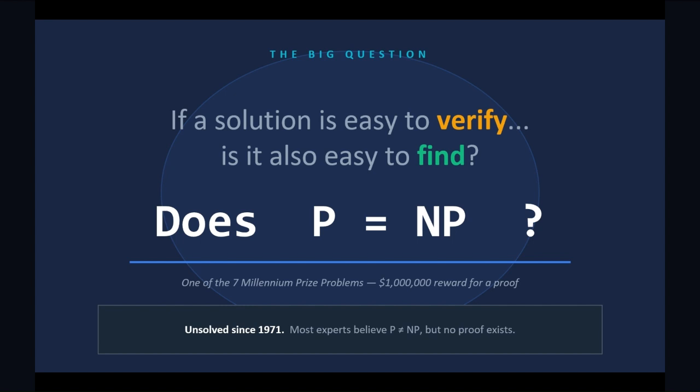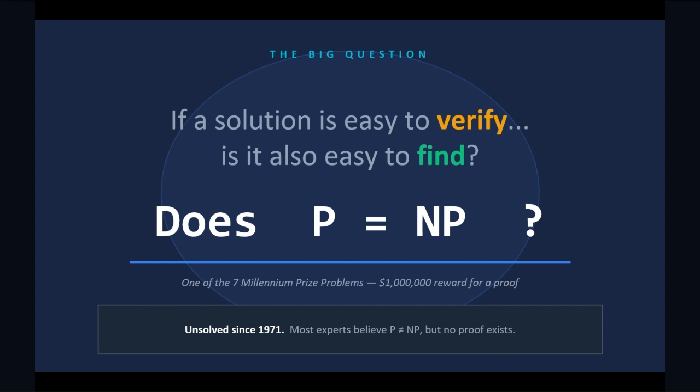It is one of the Clay Mathematics Institute's seven Millennium Prize problems. Sorry, there's a $1 million reward for a valid proof either way. Most experts believe P does not equal NP, that there is a genuine fundamental gap between finding and verifying it. But "most experts believe" is not a proof.